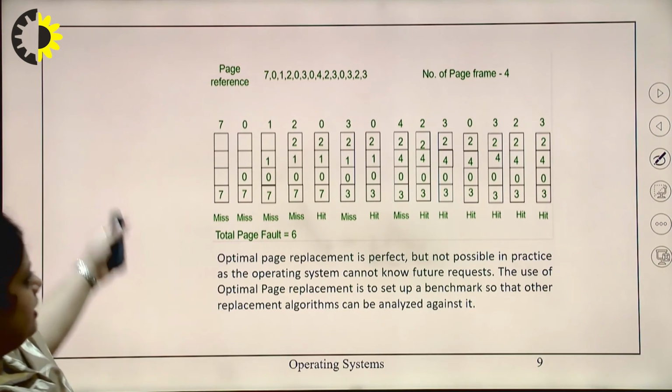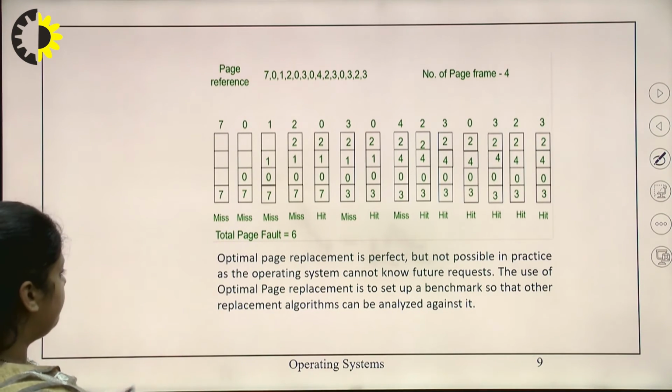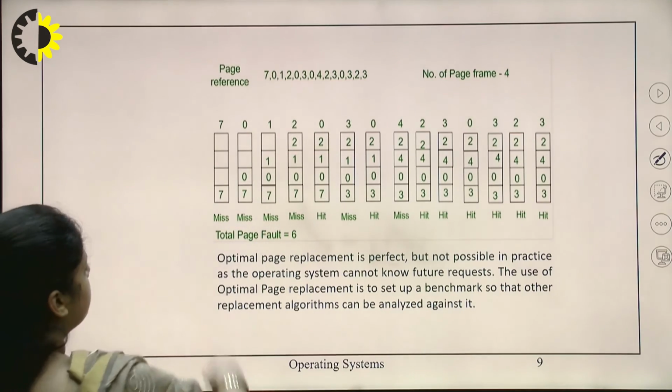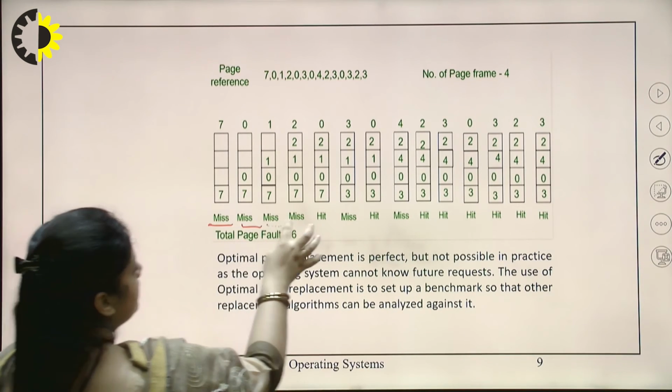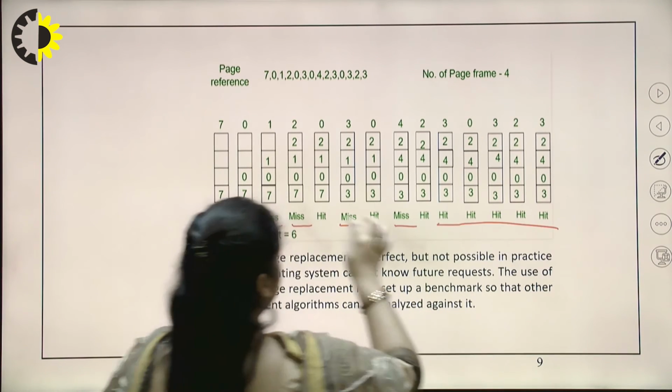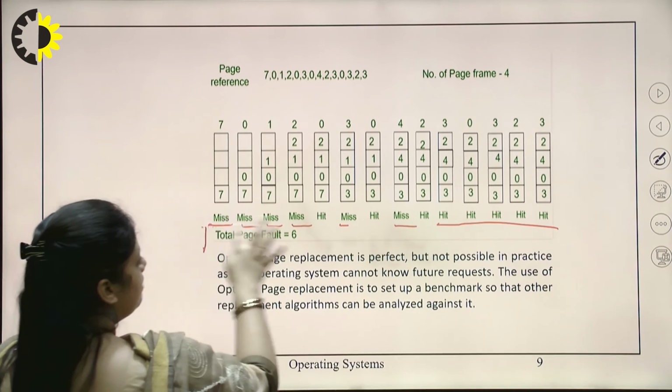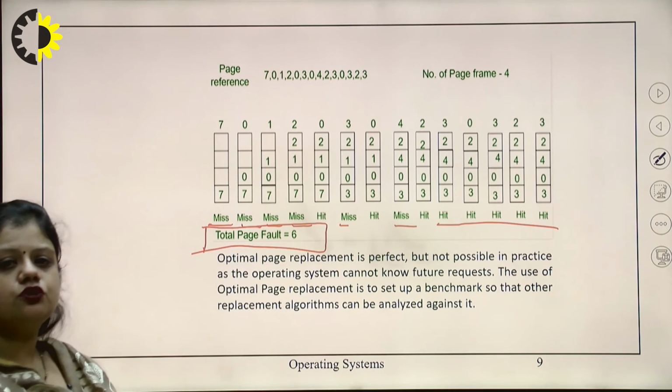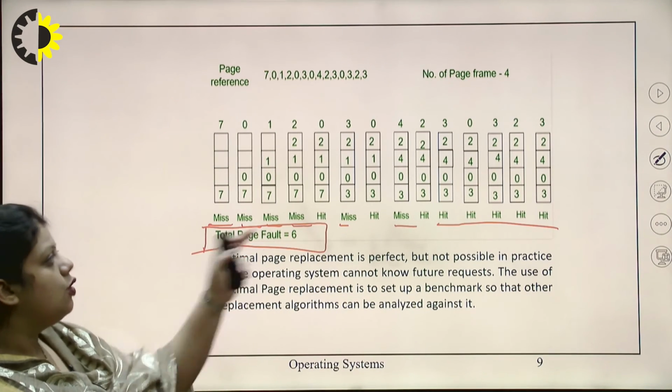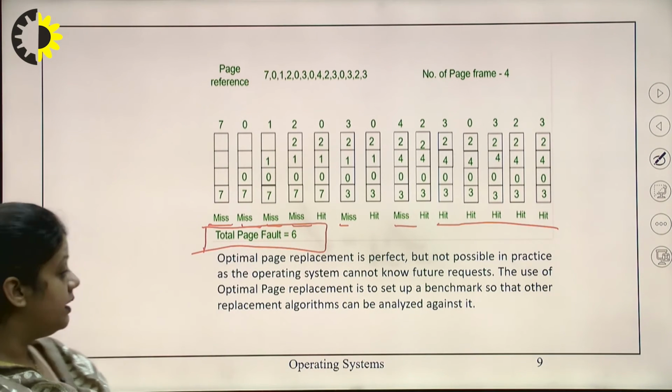Now this is the same question which I have just solved on the last page. As we have already seen, there are 6 misses that have taken place and all the remaining were hits. So the total number of page faults is equal to the total number of misses, which is 6.